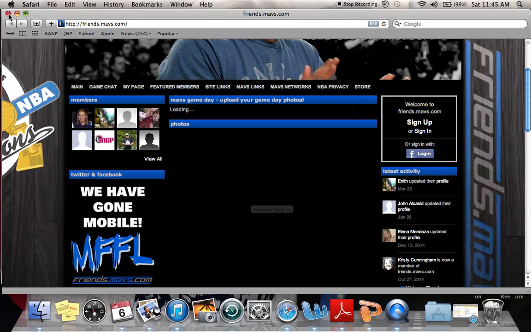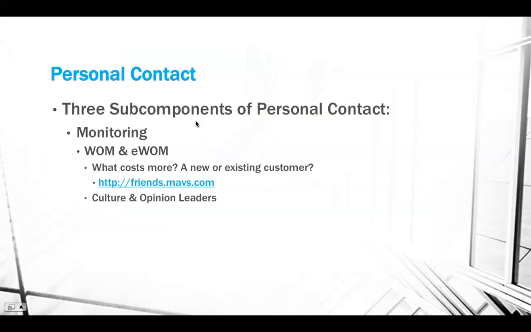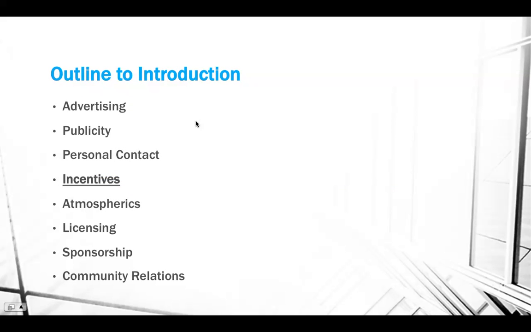Another way that we can focus on this is finding our cultural and opinion leaders. That's fundamental to any effective word-of-mouth campaign. It's important to use these opinion leaders, and basically they could be internal or external to the sport organization, but it's people who have authority in the community and say things that are beneficial to our brand. Okay. So that was personal contact.